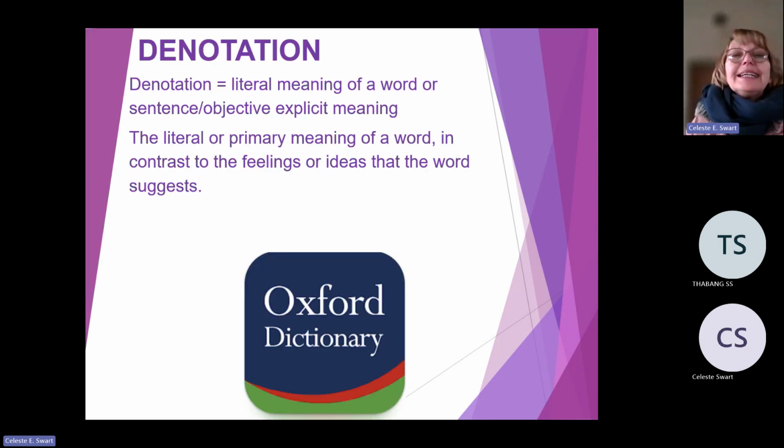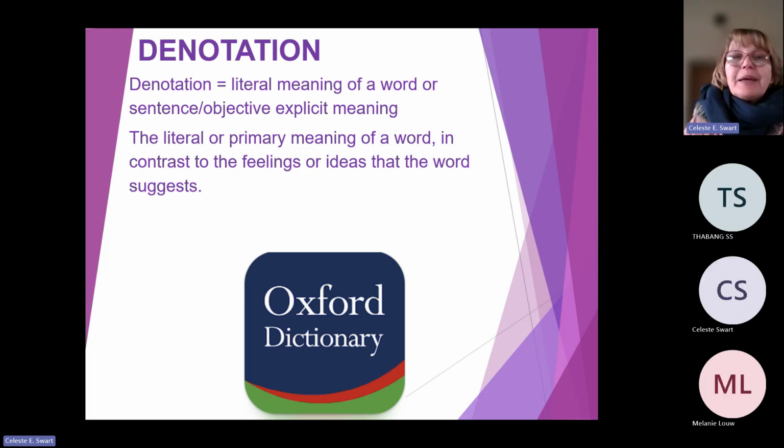When we look at denotation, what does it mean? You'll see the picture of the dictionary there, and all that is there for is to remind you that denotation is the literal meaning of a word. It's what the word actually means, the real meaning of the word or the sentence. It's an objective, explicit meaning. In other words, something like sand cannot be anything but sand, the stuff you feel in your hands if you pick it up from the earth.